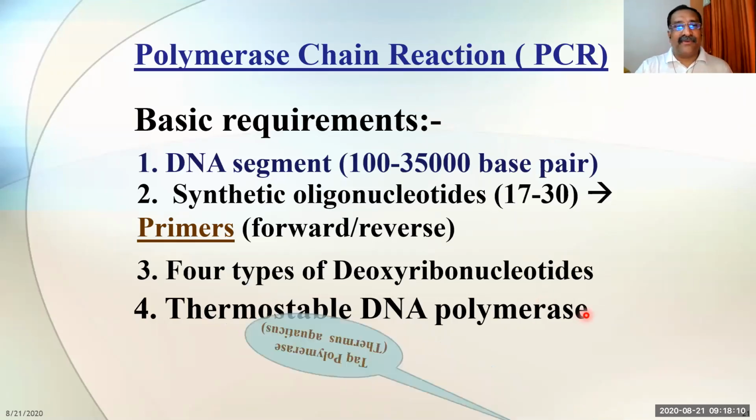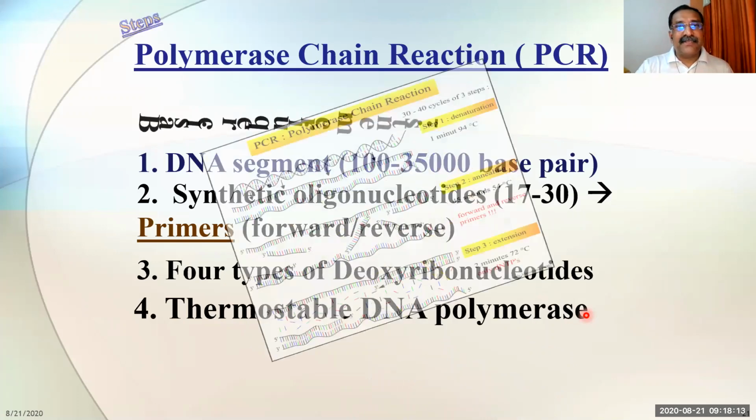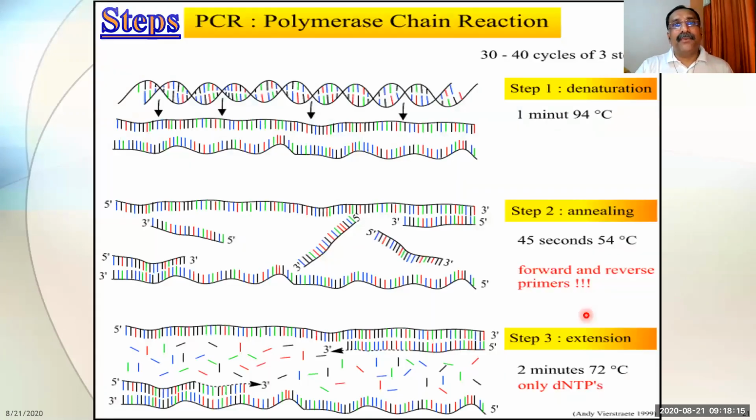Now the next thing we have to see is the steps in polymerase chain reaction. I hope that whatever I said so far is clear to you. I said only the basic requirements. How many requirements did I tell you? 4 requirements I told you.